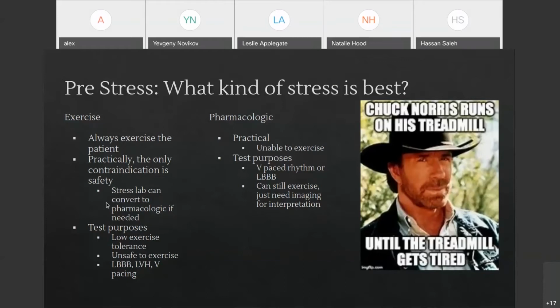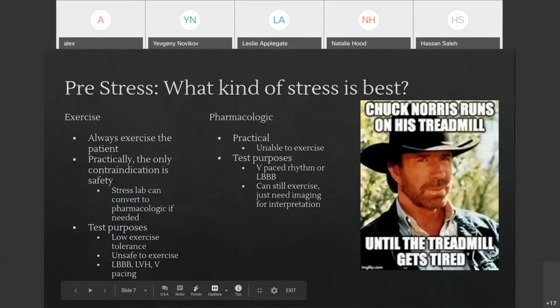So for test purposes, you guys may run into these on your medicine boards, reasons not to exercise people are low exercise tolerance, if it's unsafe, and then they love to test on left bundle branch block, LVH on their EKG, or V pacing. Those would mean that you need another way to detect ischemia.